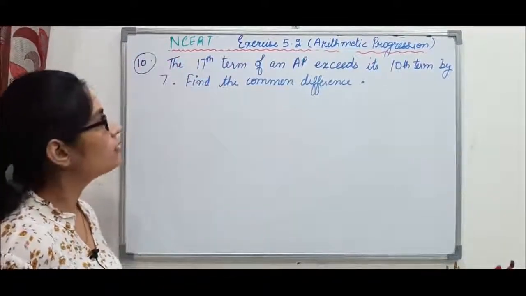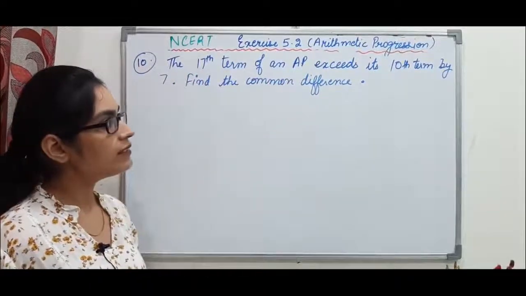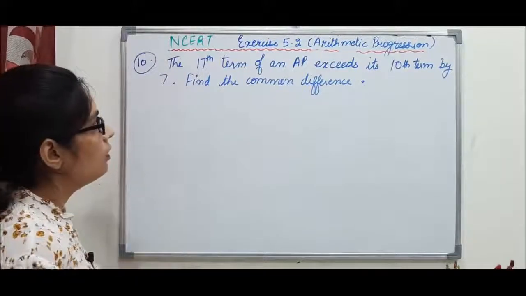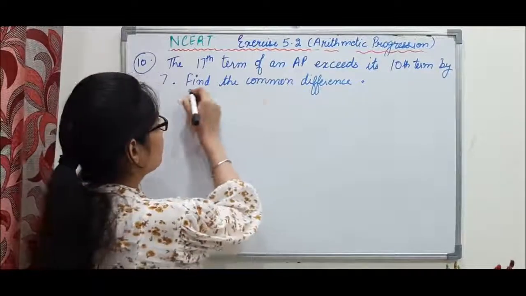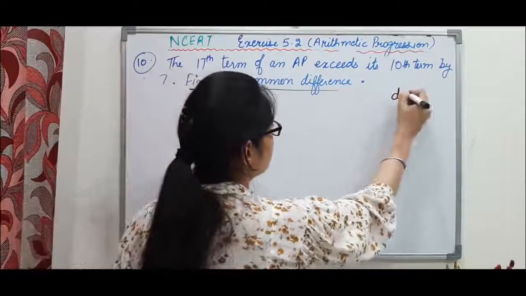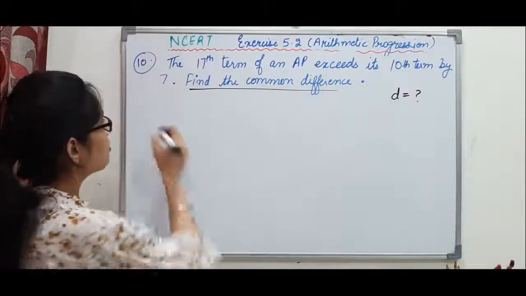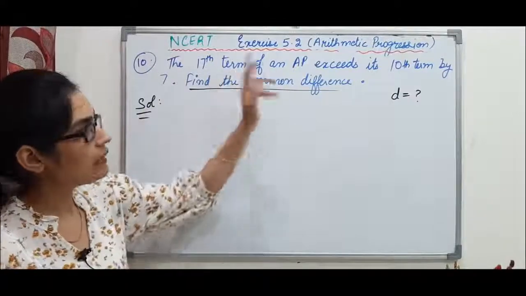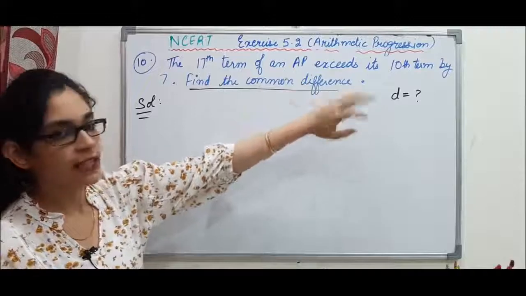In this question it is given the 17th term of an AP exceeds its 10th term by 7. Find the common difference. So, what we have to find? First, it is clearly mentioned, find the common difference. That means d we have to find. So, from the given information only we have to find d. So, how to find? See, one line is given, 17th term of an AP exceeds its 10th term by 7.